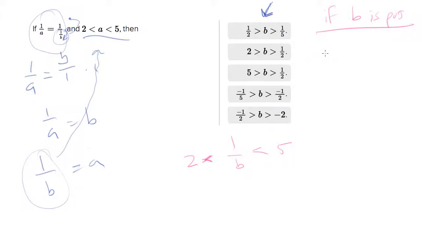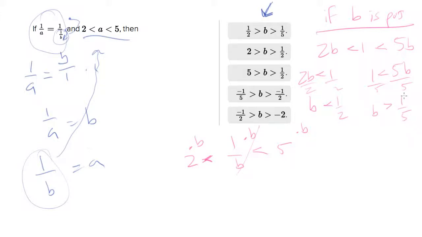So if B is positive, then I multiply all terms by B. You get a cancellation, and you end up with 2B is less than 1, which is less than 5B. Now, in order to solve this, we have to split it apart into 2B is less than 1 and 1 is less than 5B, because you need to divide by 2 on both sides in this case, so we get B is less than 1/2, and by 5 in this case to get B is greater than 1/5.